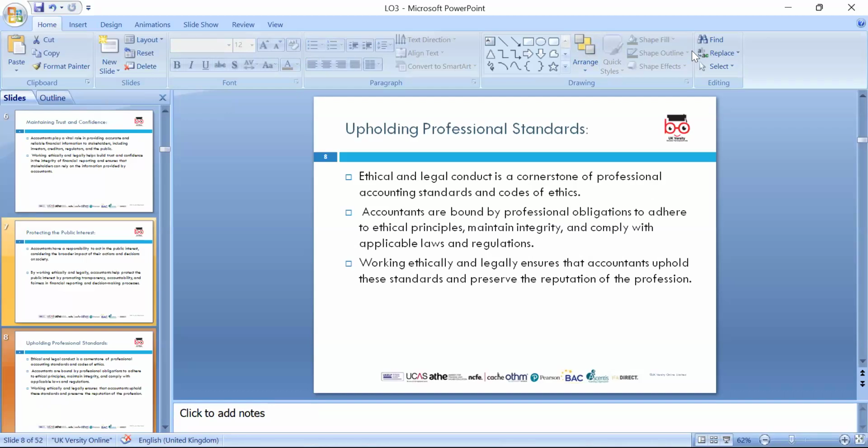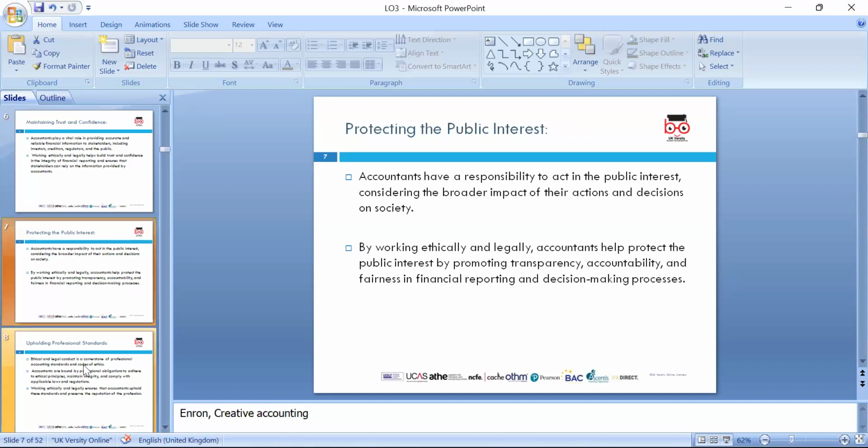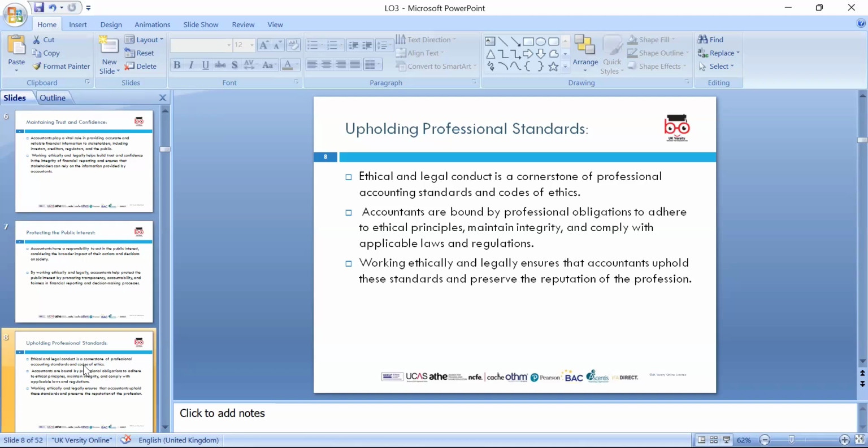So upholding professional standards, ethical and legal conduct is the cornerstone of the accounting profession. We have to look at the code of ethics. Accountants are bound by professional obligations. We need to promote the ethical principles and maintain integrity. What is meant by integrity is honesty. Comply with the laws like money laundering regulations, data protection regulations, the Equality Act. If you're recruiting employees, we have to provide fair chances and salary. Do not directly or indirectly discriminate against people on the basis of race, religion, or other protected characteristics.